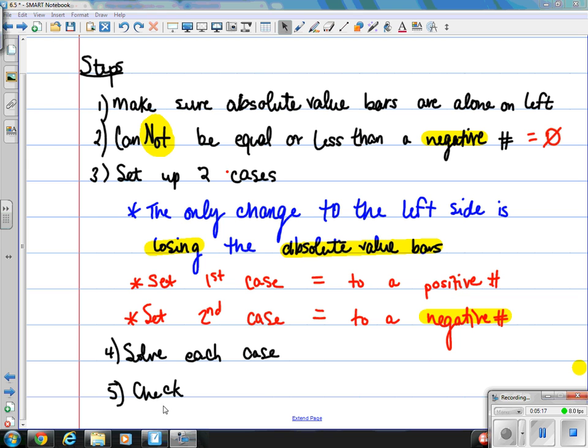So these are our 5 steps for solving absolute value equations. Step 1, make sure the bars are alone on the left side. Step 2, make sure it doesn't equal a negative. Step 3, set up 2 cases. We lose our absolute value bars on the left, and we set it equal to a positive number. And for our second case, we set it equal to a negative number. Step 4, we're going to solve each case separately. Step 5, check.